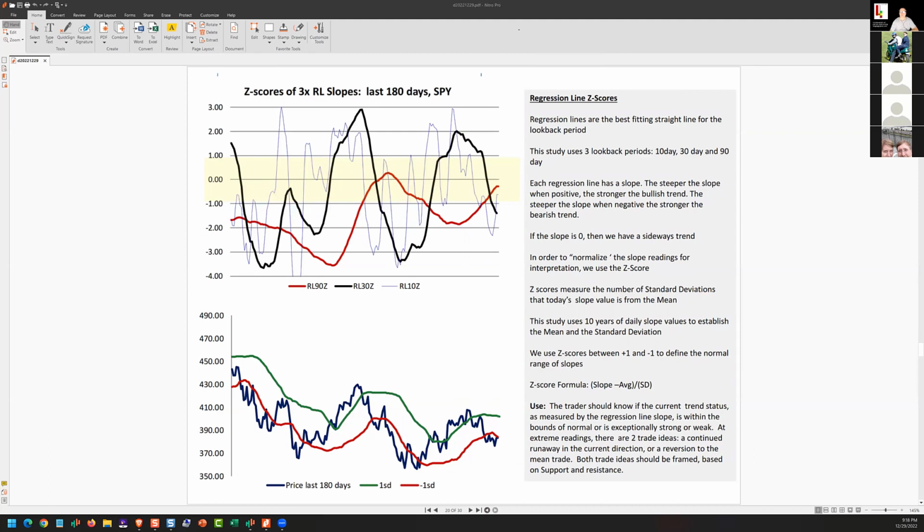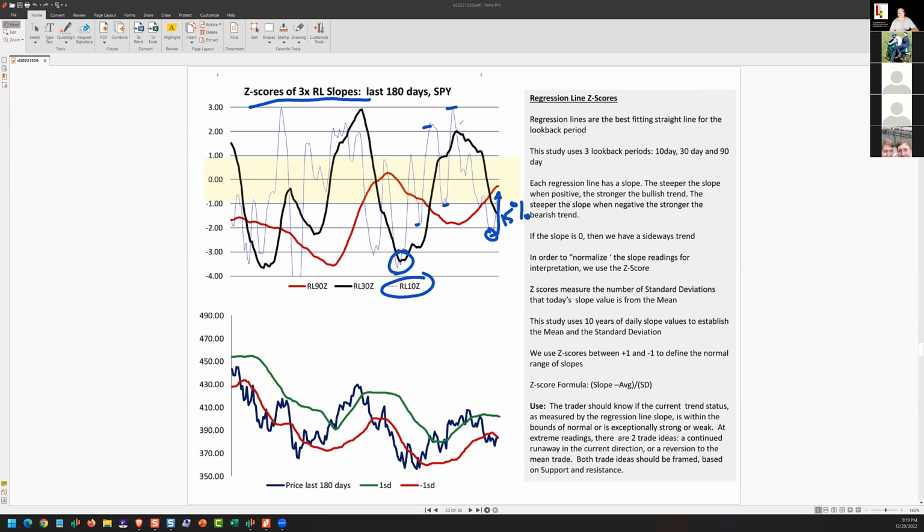This one gives you a zoom in on the z-scores of 3 regression line slopes. The RL10, you see how oscillating that thing is. When it gets to those oversold conditions and makes turning points, this is that last 2 days of moves that gave you a 15% move in Tesla.